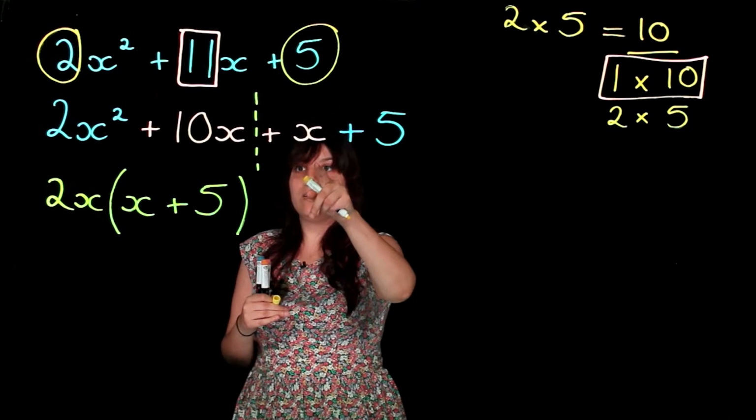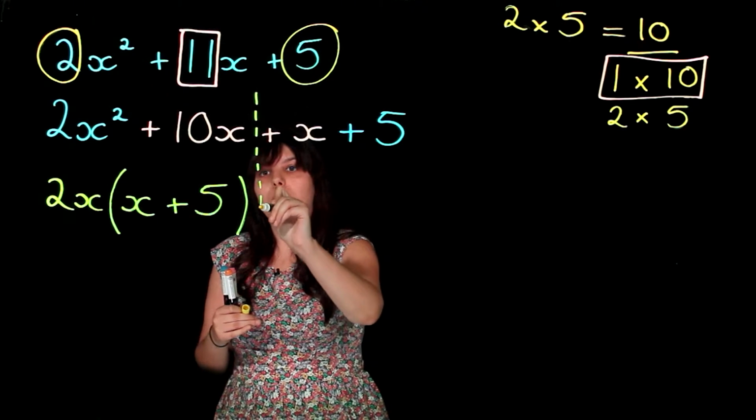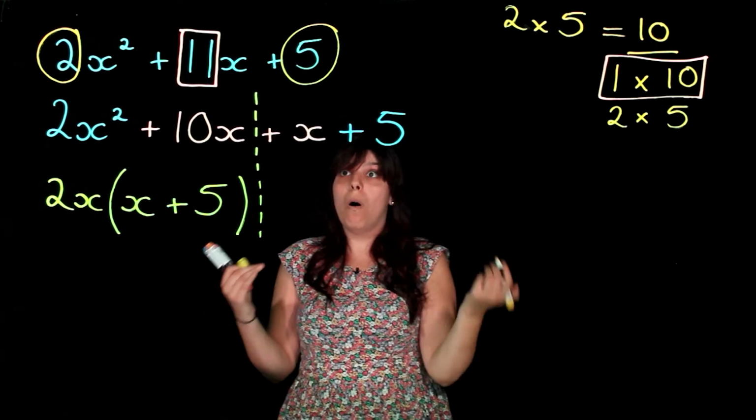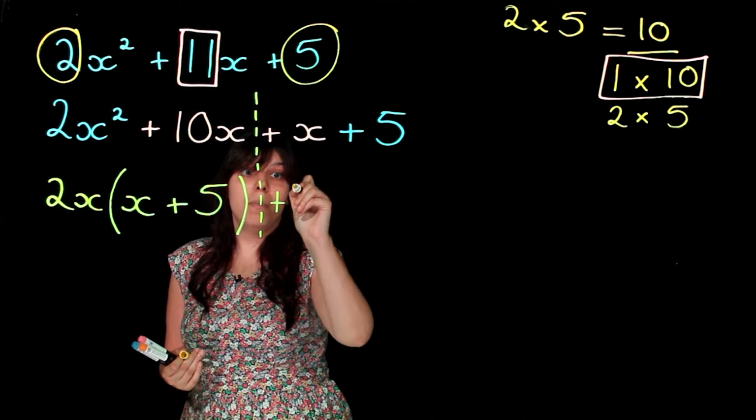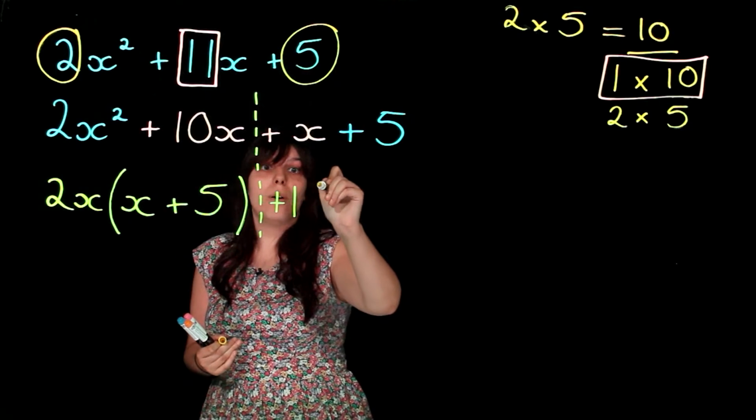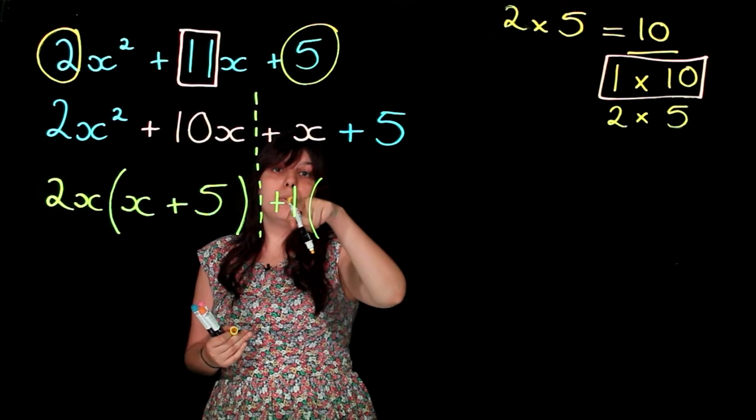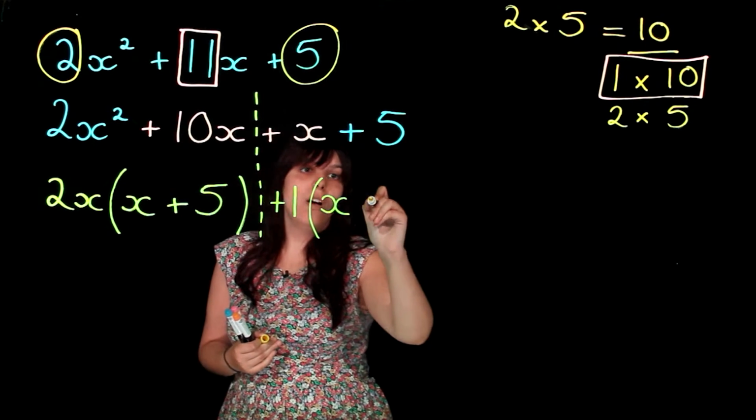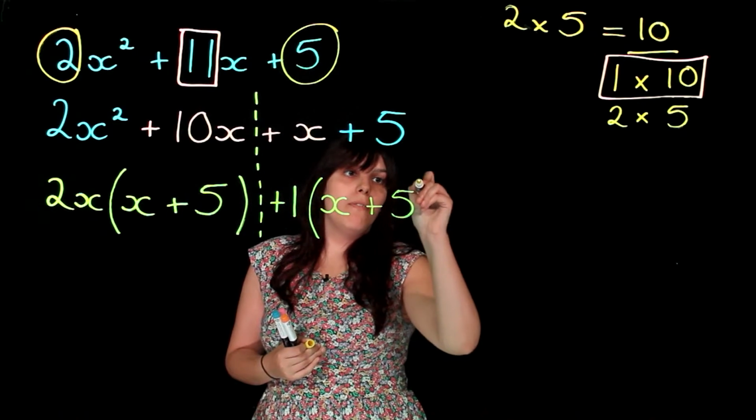Now I need to look on this side, and what can I take out of x and out of 5? Well, I can only take 1 out of both of them. So if I take 1 out, then what do I do to 1 to get x? I multiply it by x. And what do I do to 1 to get plus 5? I multiply it by 5.